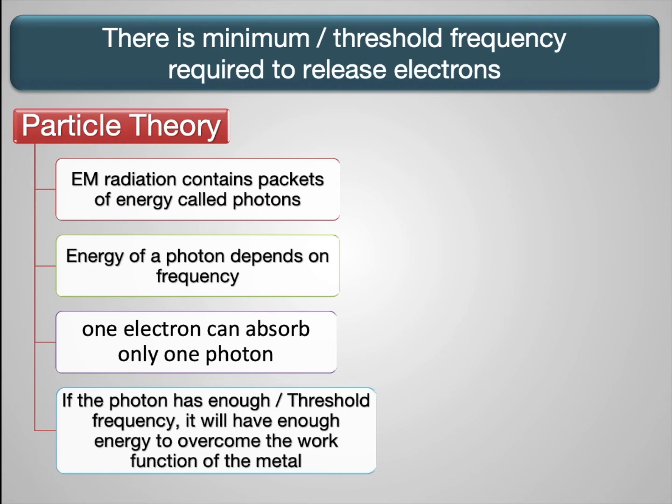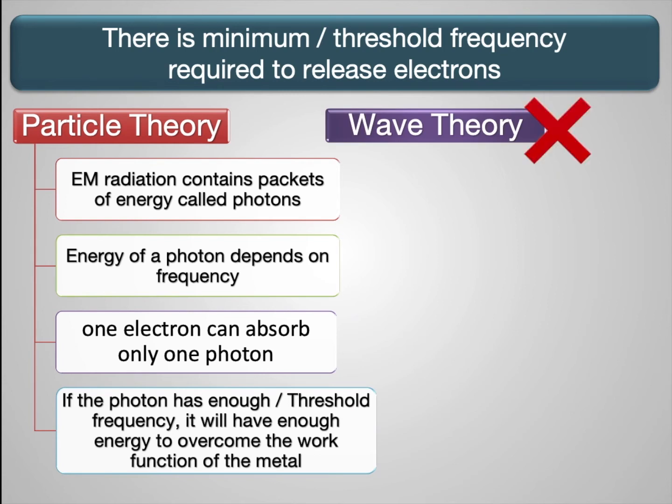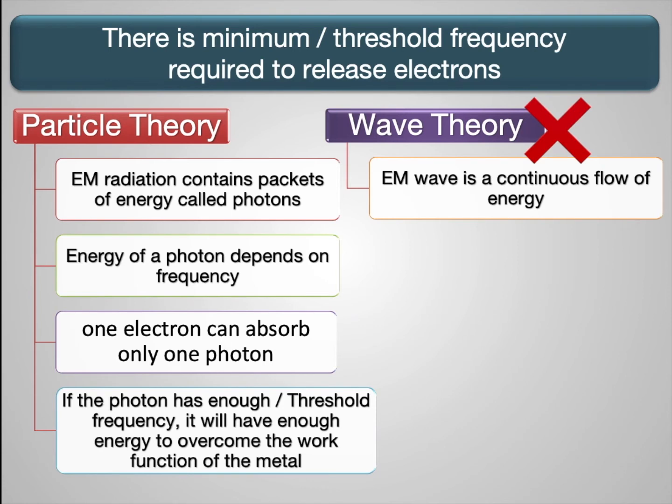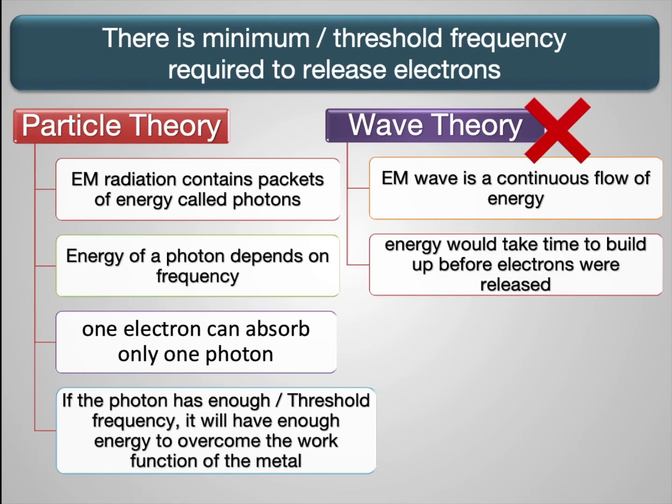Work function means the minimum energy needed to remove an electron from the metal surface. But wave theory is failing to explain the photoelectric effect. Wave theory says a wave is a continuous flow of energy, so it doesn't matter whether it's a red light or blue light. Even if it's very dim, the electron could wait for a long time so that it can collect energy continuously because it's a continuous flow of energy. But this is not happening.